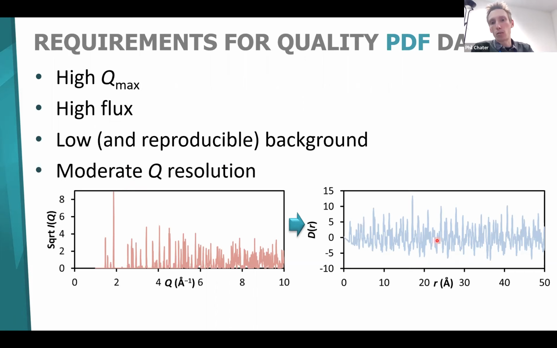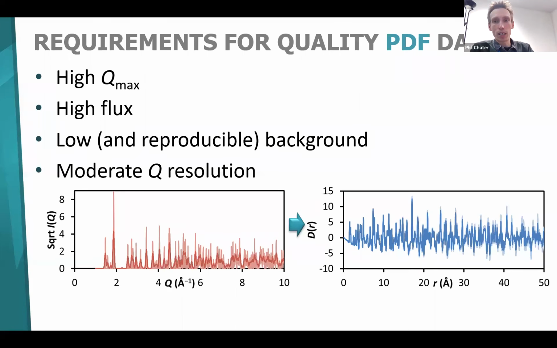So if you wanted to model your PDF out to hundreds and hundreds of angstroms, then you'd need very high resolution. But very high resolution often means that you don't collect as many photons, and what we really need is flux. So what we typically do is reduce our resolution by pushing our detector really close to our sample. It gives us broader peaks, but actually that doesn't degrade the low R information at all. What it does is damp the signal as a function of R.